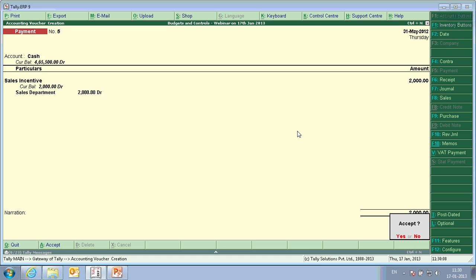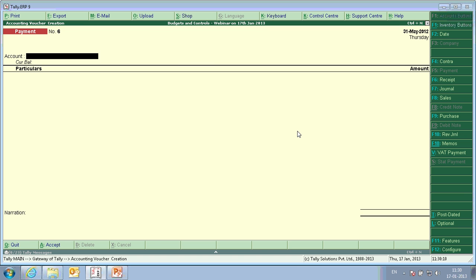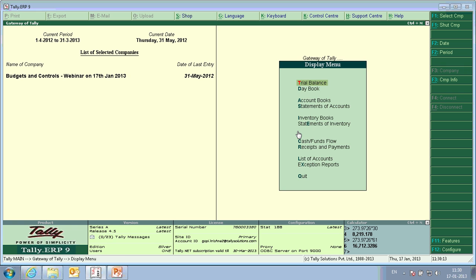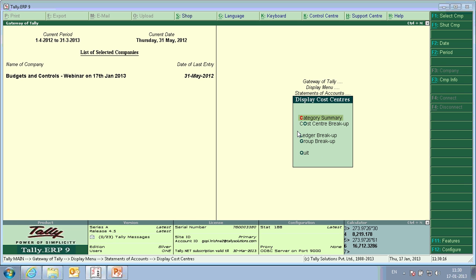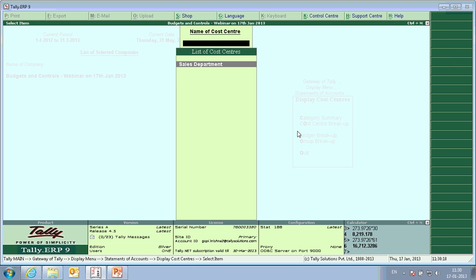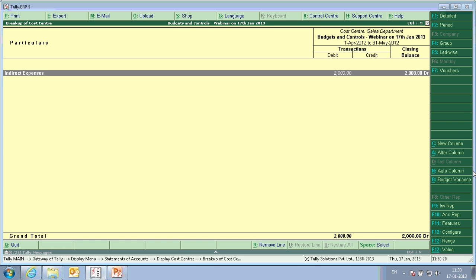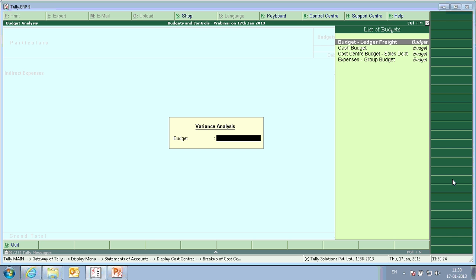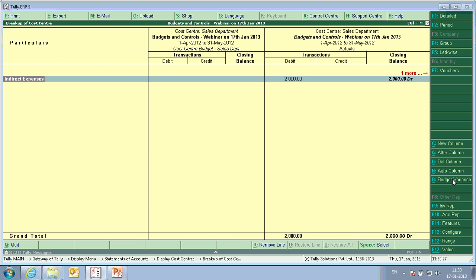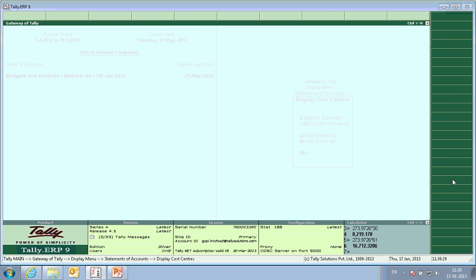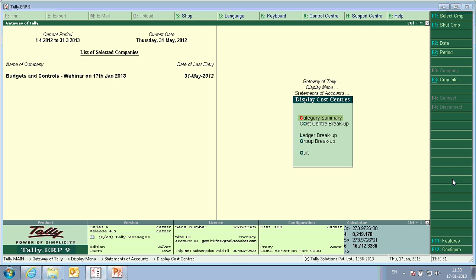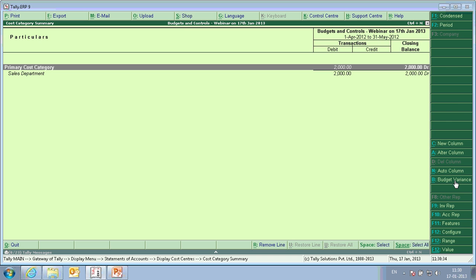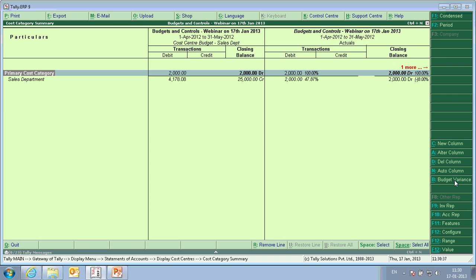So I'm just saving it. I'll go to display. I need to go for cost center report. I can say cost center breakup, or here also budget variance is available. Let me see what happens. Now, here it is not giving me the budget. So let me see here. Yeah. So now you can see the budget variance, right?